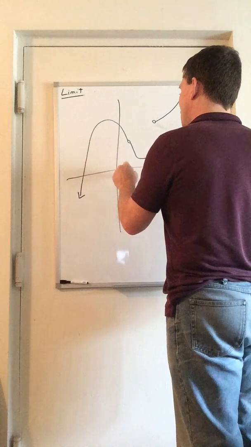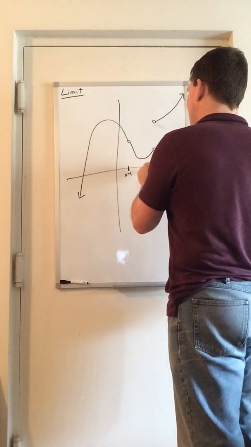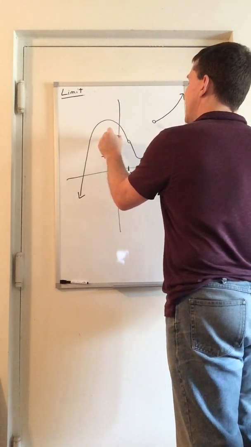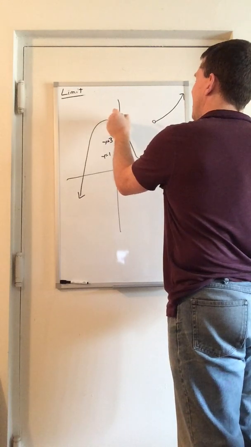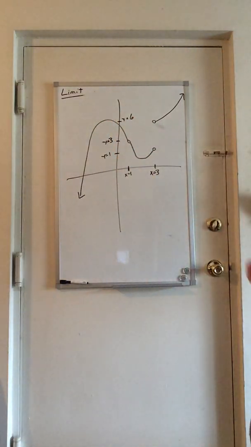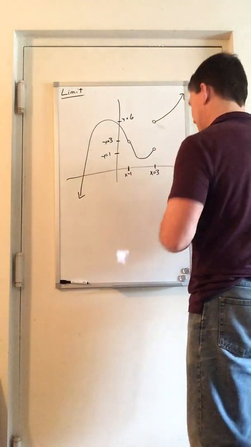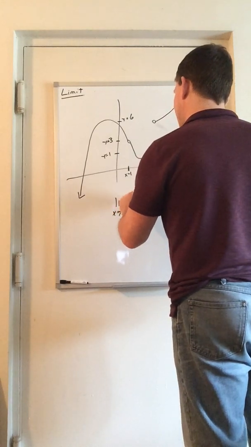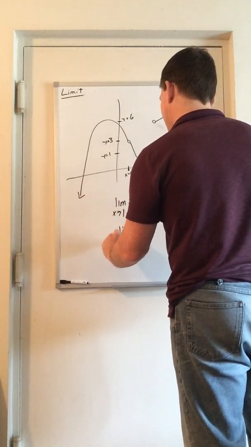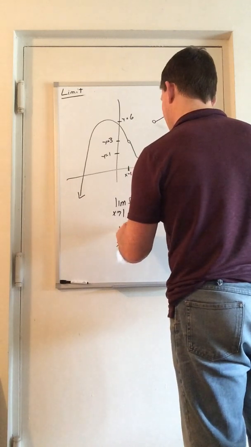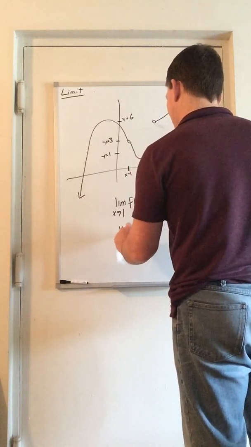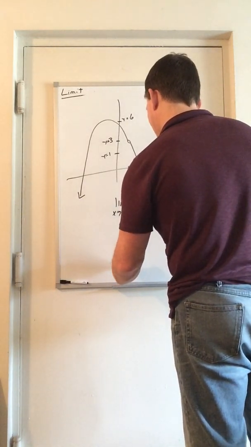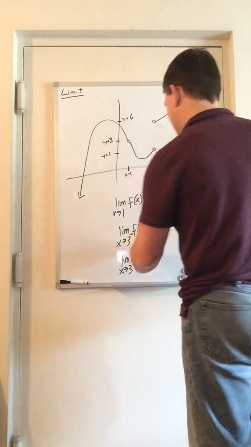And I'll say this is x equal to 1. This is x equal to 3. And then we'll say this is y equals 1, y equals 3, and right here, we'll say y equals 6. So then suppose I want to find the limit as x approaches 1 of f of x, the limit as x approaches 3 of f of x from the left, and the limit as x approaches 3 of f of x.